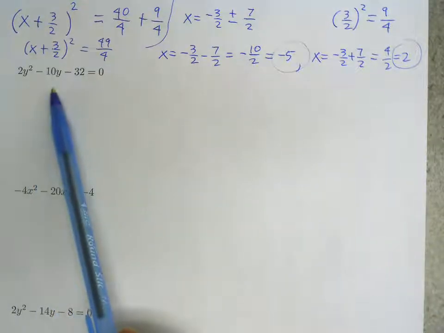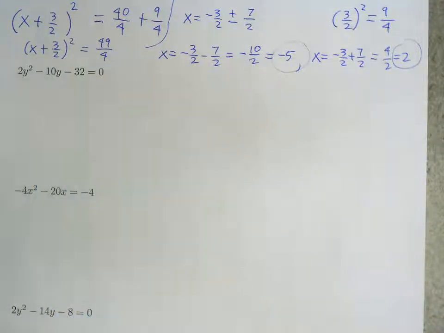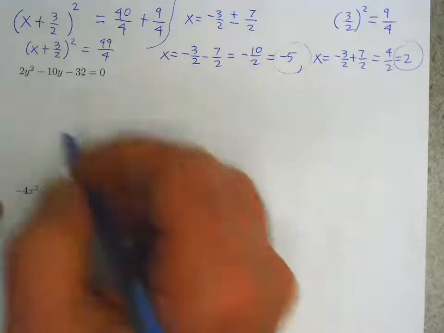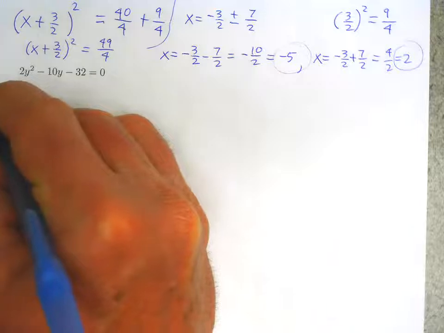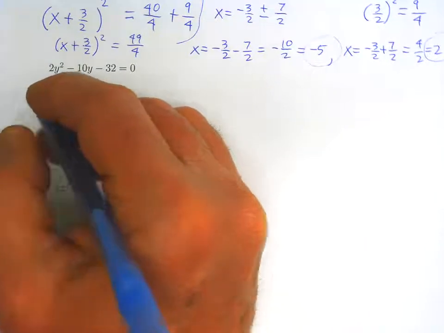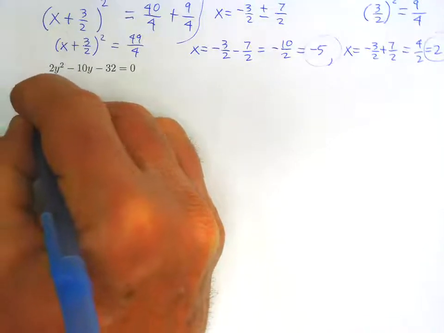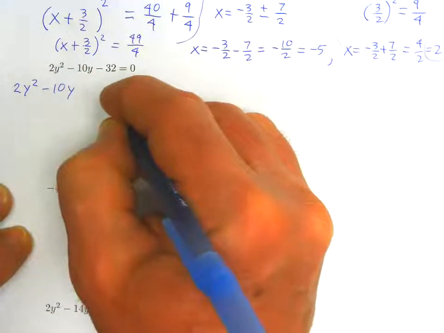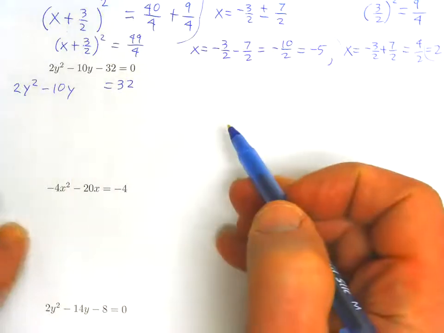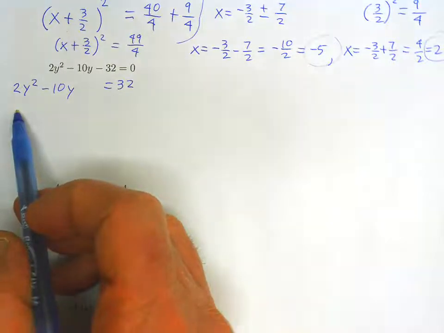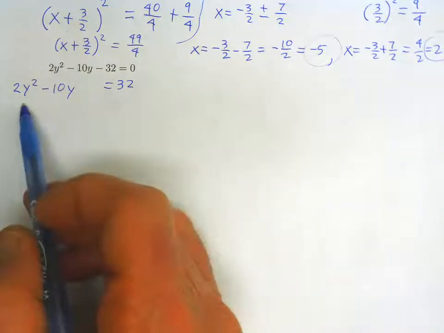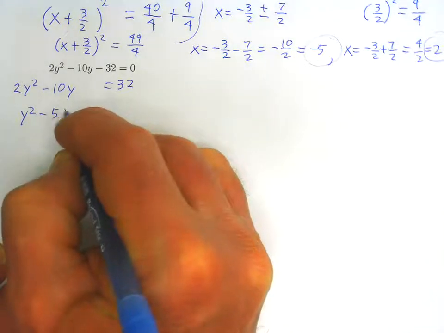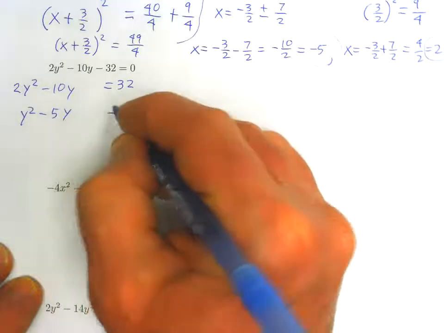2y to the second minus 10y minus 32 equals 0. So in step 1, we add 32 to both sides. So we get 2y to the second minus 10y equals 32. Then divide every term on both sides by 2 because we want the coefficient of y squared to be 1.